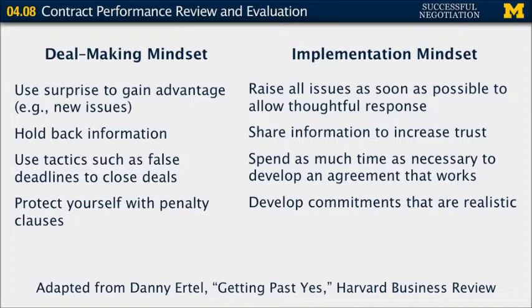Deal makers use surprise to gain advantage, whereas folks focusing on implementation would like to raise all issues as soon as possible to allow a thoughtful response. Deal makers hold back information, implementers share information to increase trust. Deal makers use tactics such as false deadlines to close deals, whereas implementers spend as much time as necessary to develop an agreement that works. Deal makers try to protect themselves with penalty clauses. Implementers focus on developing commitments that are realistic.